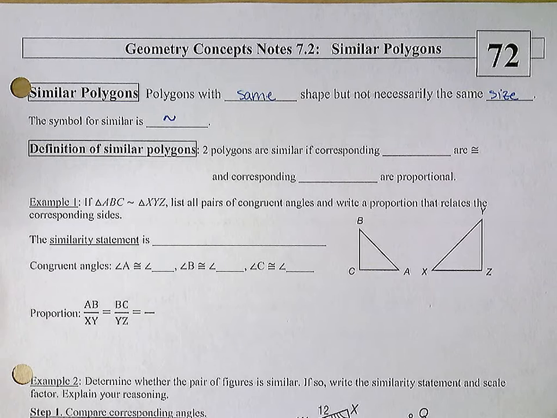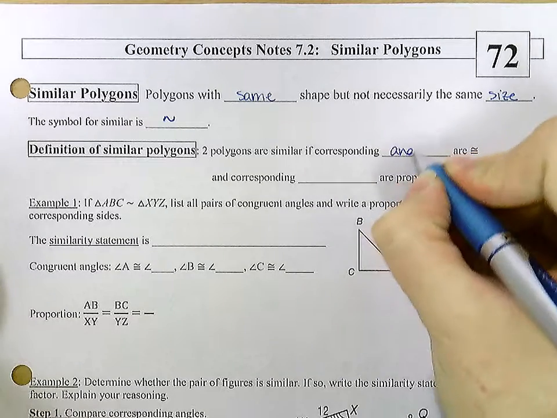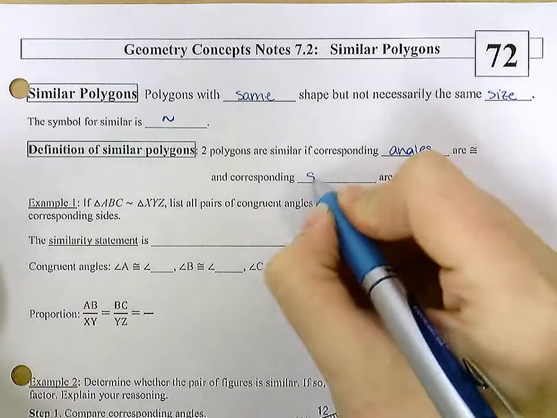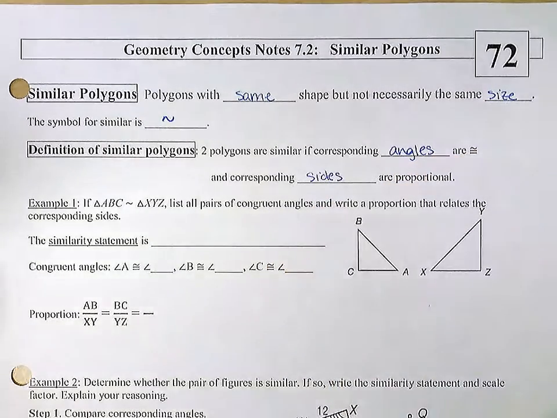So the definition of similar polygons: two polygons are similar if corresponding angles are congruent and corresponding sides are proportional. With similar polygons, your angles are still going to be congruent to each other. Just your sides are going to be different measures, except they have to be proportional to each other.